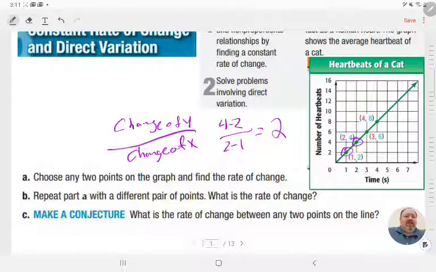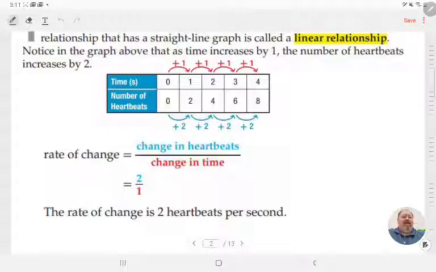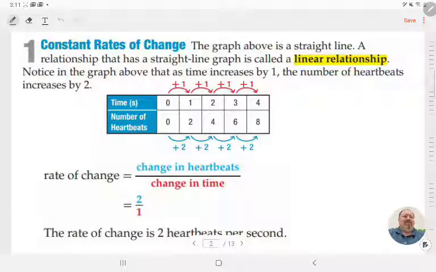And then 2 says to repeat part A with a different pair of points. So we could do these next 2 points. And we would have 8 minus 6 over 4 minus 3, and we get 2. So we could take a look at that, and we would notice that no matter which 2 pairs of coordinates we have on that line, we would still end up with the rate of change of 2. And that means we have a constant rate of change.